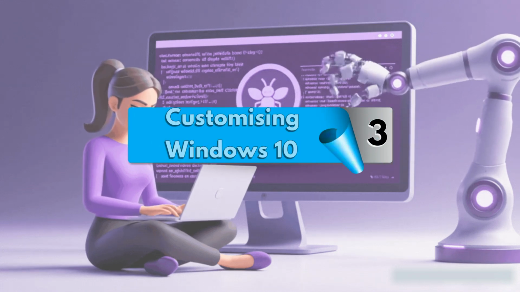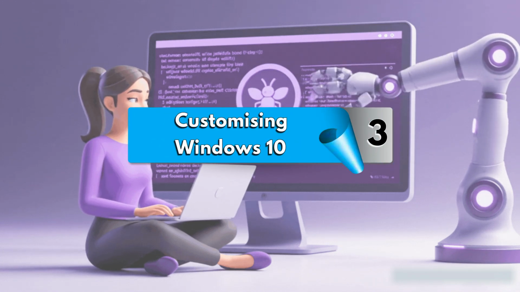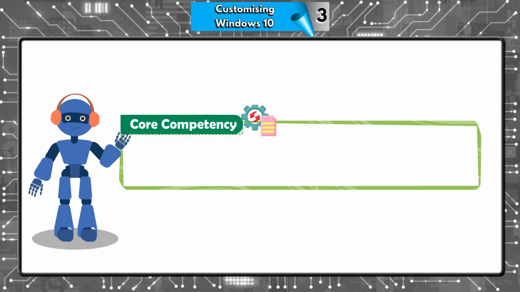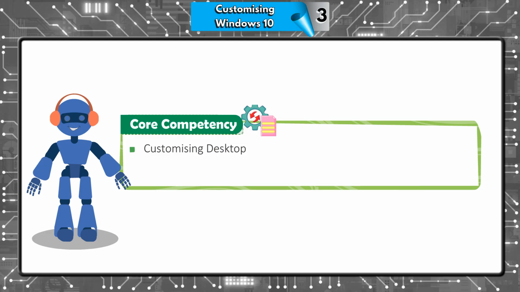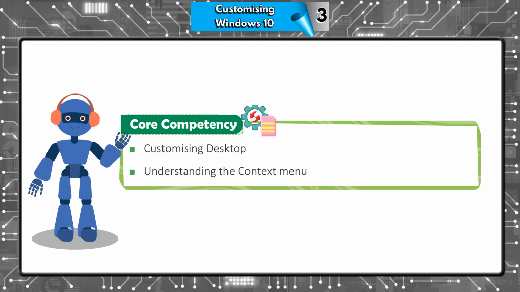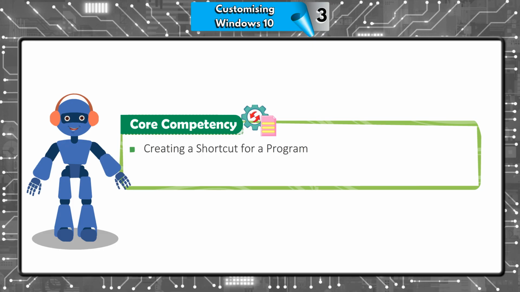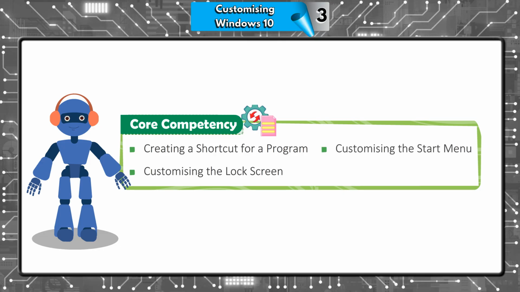Chapter 3: Customizing Windows 10. Core Competency: Customizing Desktop. Understanding the context menu. Customizing desktop icons. Creating a shortcut for a program. Customizing the lock screen. Customizing the start menu. Changing the screensaver.